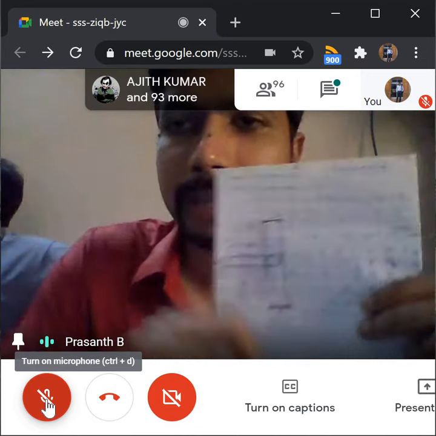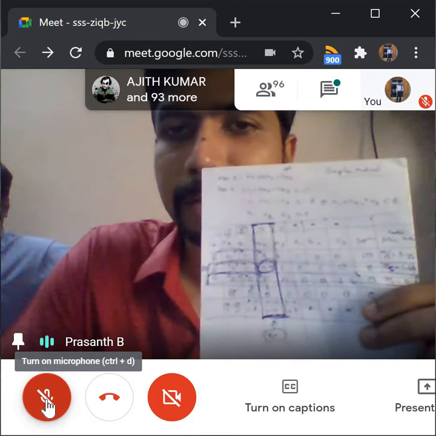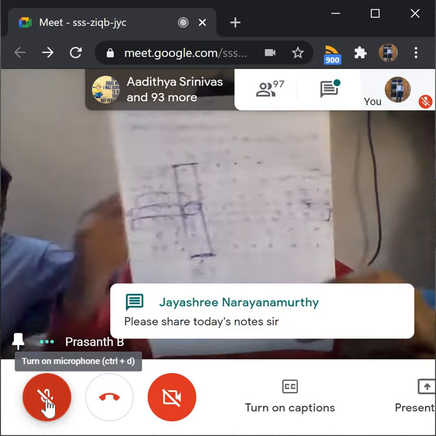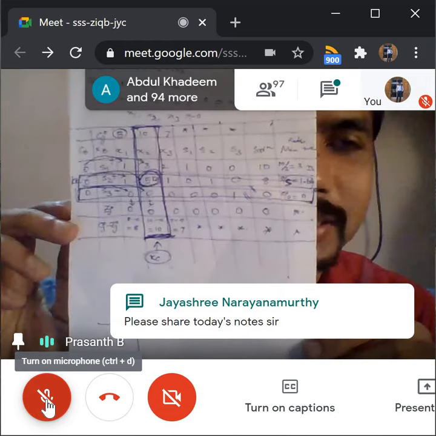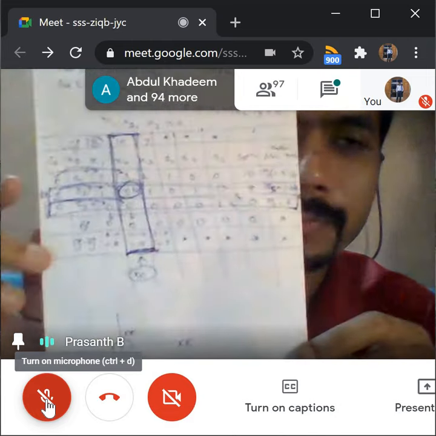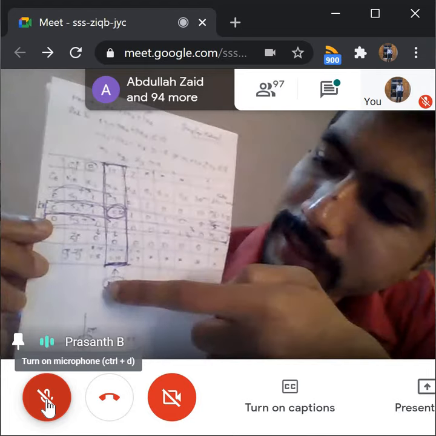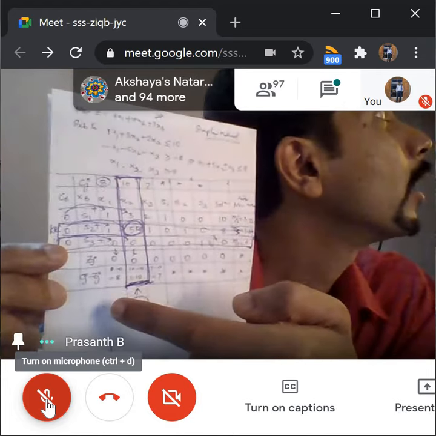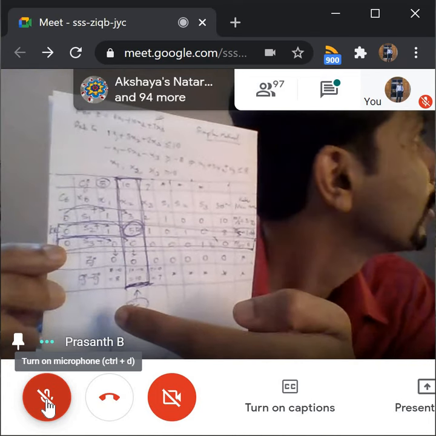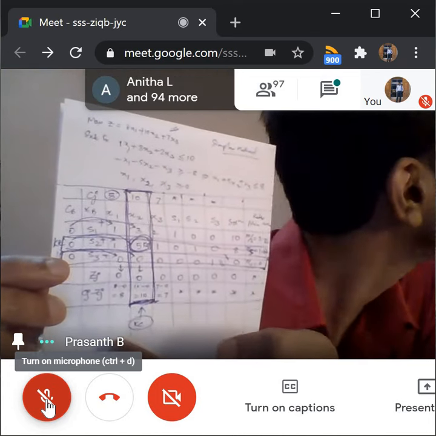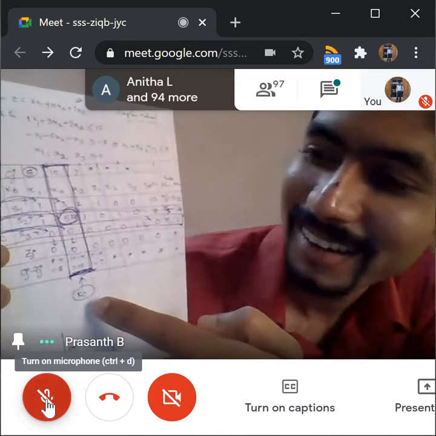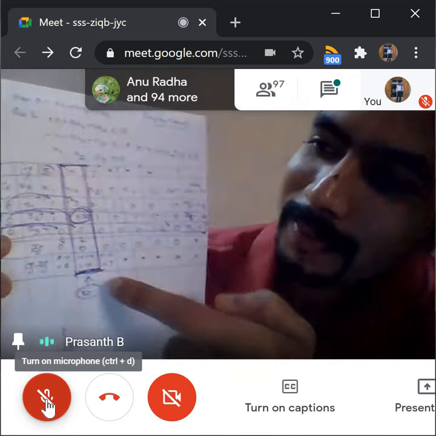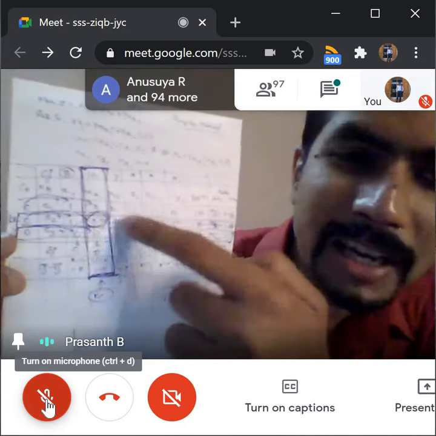Now, see here, one more thing I want to tell you. Can you see the first simplex table? In the first simplex table, KC is coming in. KC is the key column. KR is the key row.